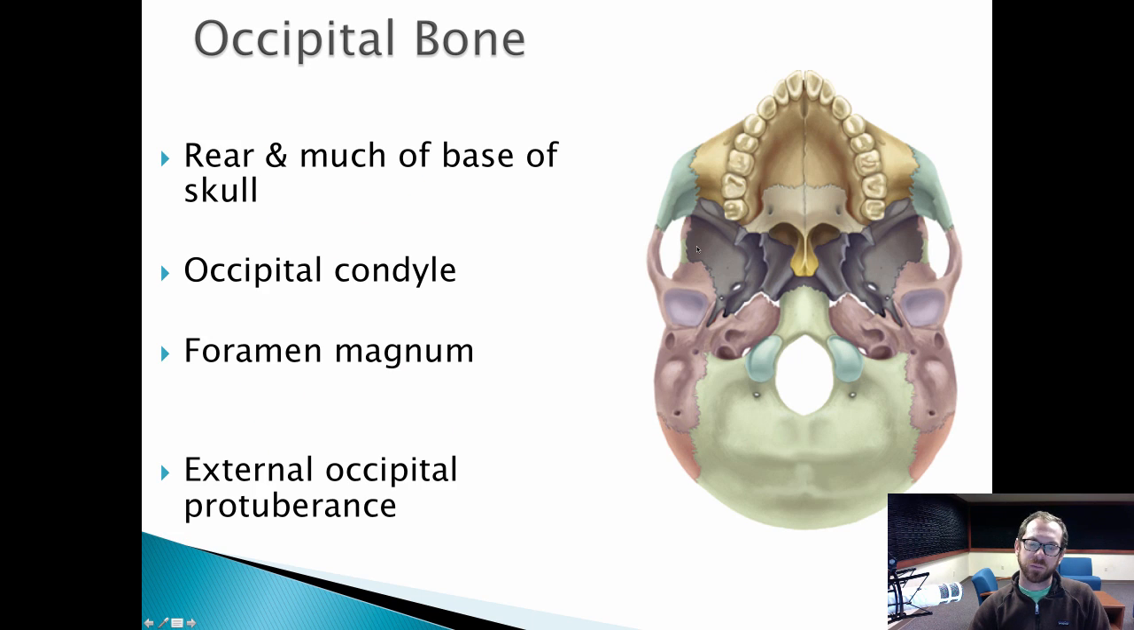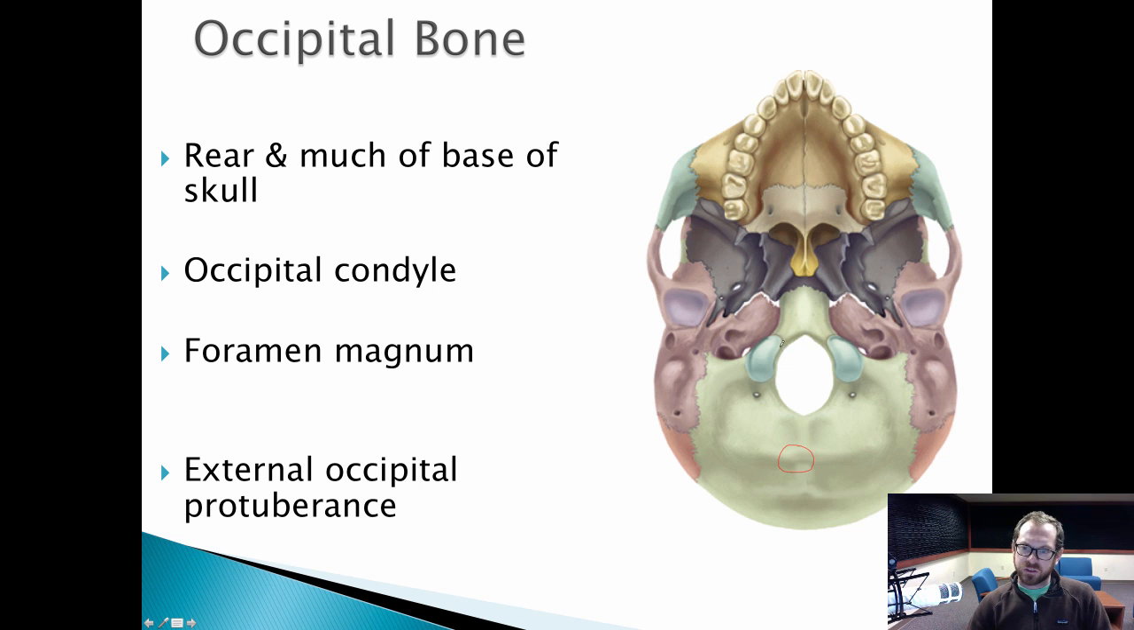This image is representing an inferior view of the skull, and we're now interested in our occipital bone, and that's represented in green here. This is the most posterior part of the skull, and it also mostly forms the base of the skull as well.